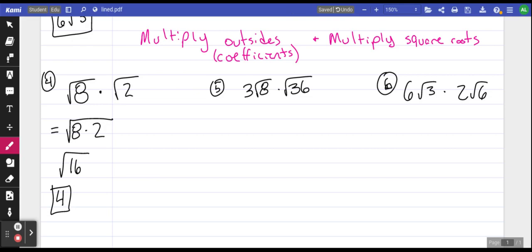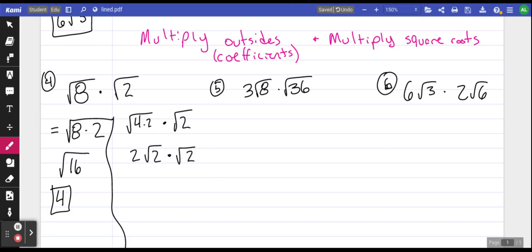Another way to think about this is you want to simplify everything you can and then multiply. So another way to do the same problem would be, okay, 8 I can simplify. I know that 8 is 4 times 2. I'm not going to forget about my square root of 2 here. The square root of 4 is going to be 2. Times the square root of 2 times the square root of 2.